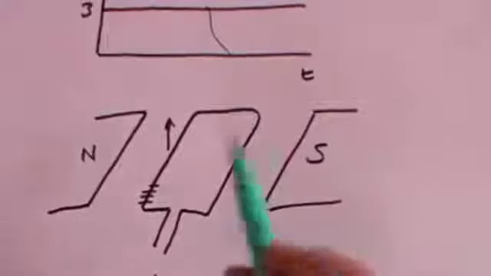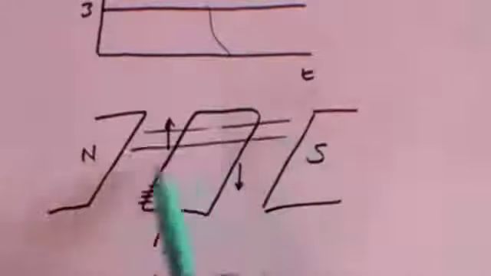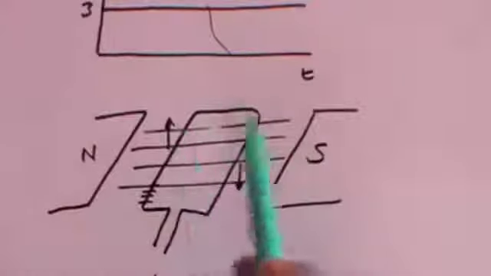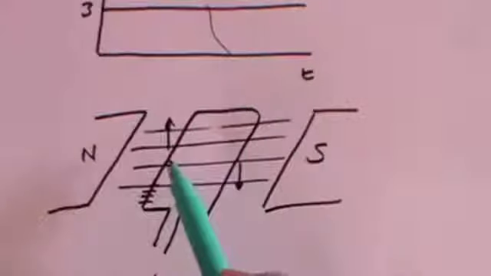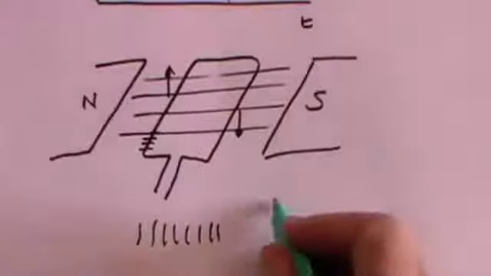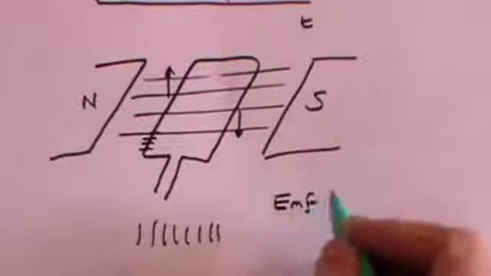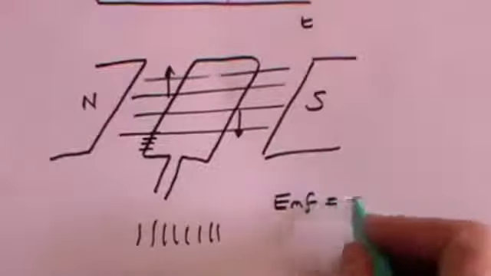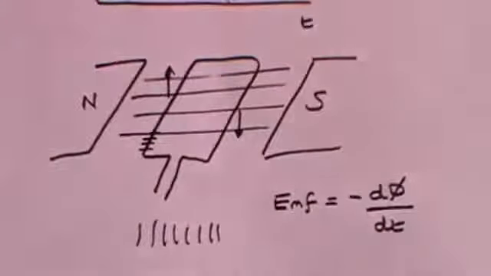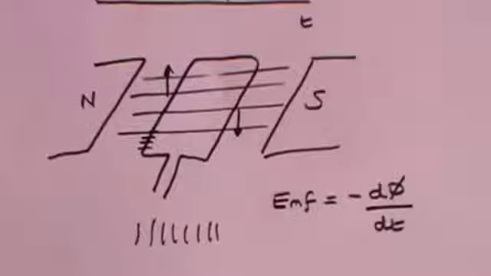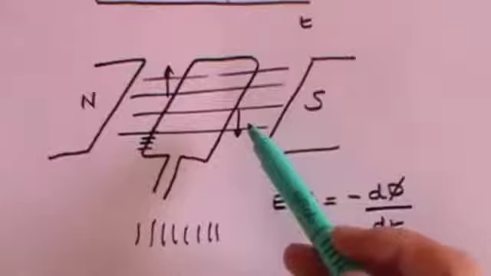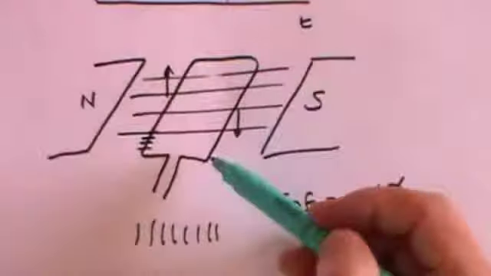Now that magnetic field, of course, will have field lines or flux lines, and as that wire twists, the wire cuts the flux line. And we know from Faraday's law that where you have flux being cut, there will be an EMF which is equal to minus dΦ by dt, the rate of change of flux. And as the wire moves and cuts the flux lines, an induced current will flow in this wire.